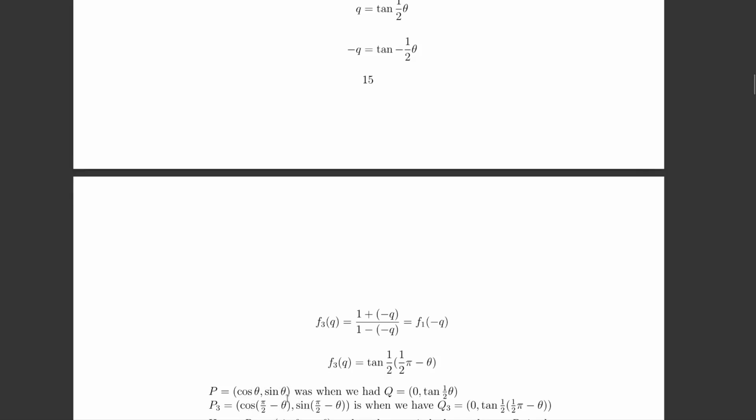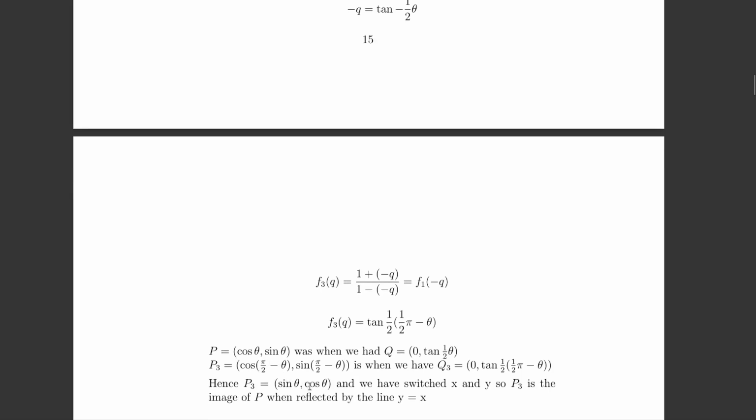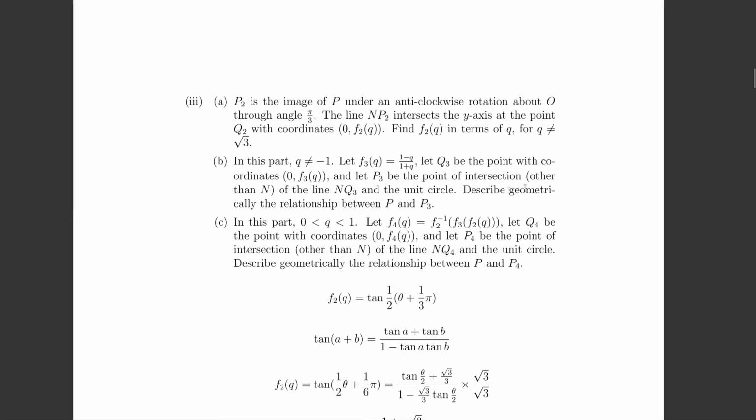But you can actually simplify this down to just sine and cos. And so what you notice is that you've basically just flipped sine and cos, or you flipped the x and y values, which is just the same as being reflected by the line y equals x. So that's the geometric relation between P and P3.